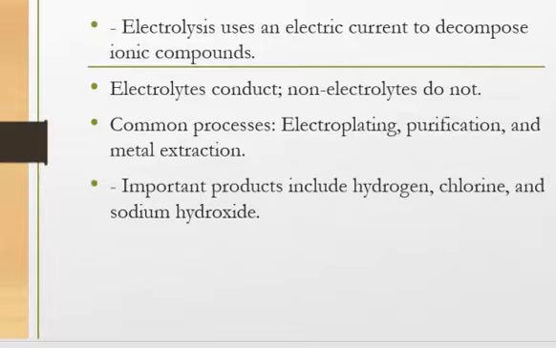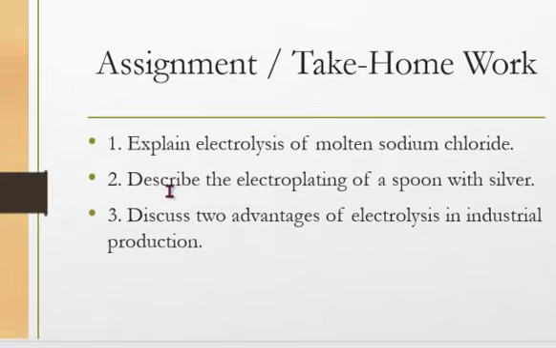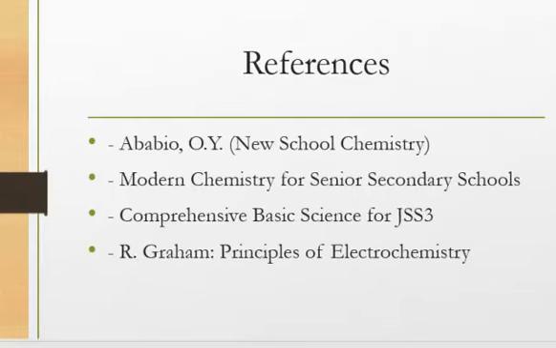So that is that, and this is the assignment, take home. Make sure you understand this assignment. Explain electrolysis of molten sodium chloride. Describe electroplating of a spoon with silver. Discuss the advantage of electrolysis in industrial production. All this, make sure you do that, and always contact me.